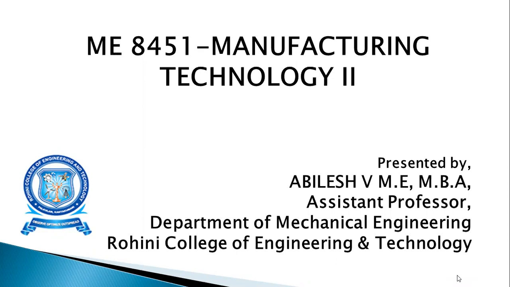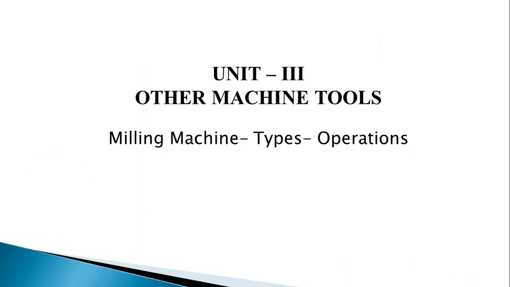Today, we are going to see a subject about Manufacturing Technology 2. The subject code is ME8451. From this subject, we are going to see Unit 3, Other Machine Tools. From this unit, we are going to see the topics of milling machine and its types and operations.